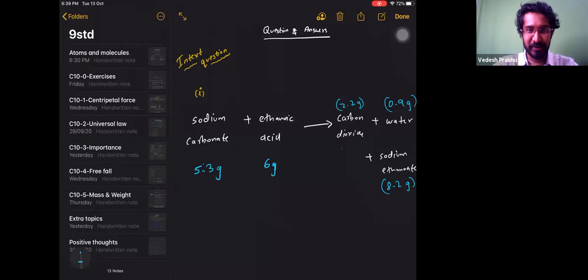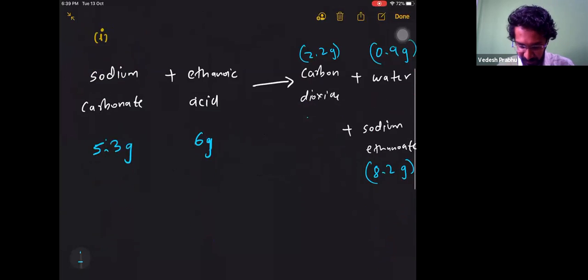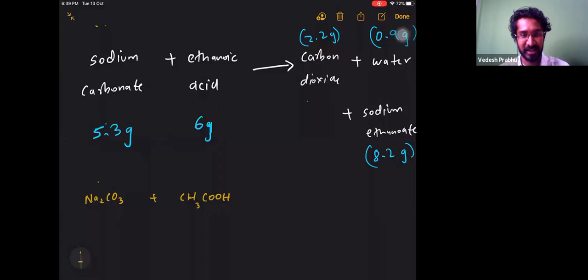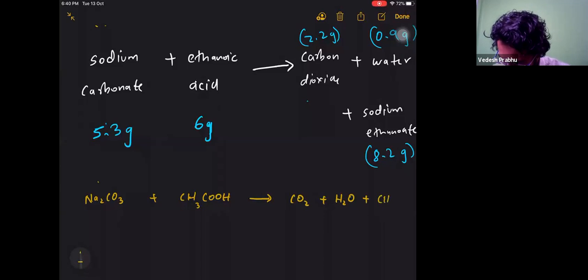Just for your information, I will write it down in terms of chemical symbols. Sodium carbonate has the formula like this. Ethanoic acid is like this, CH3COOH. This gives you the products carbon dioxide, water, and sodium ethanoate, CH3COONa. This is how your reaction will take place.